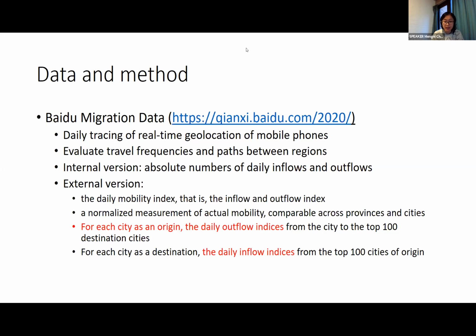Regarding the outflow indexes, for example, for each city as an origin, it provides the daily outflow indexes for the city to the top 100 destination cities. And for each city as a destination, it provides the daily inflow indexes from the top 100 cities of origin. So actually, it almost captures all the population movements from the city and to the city for that day.